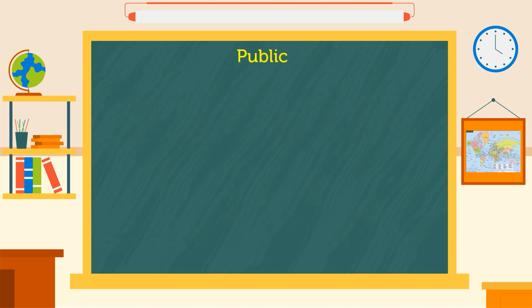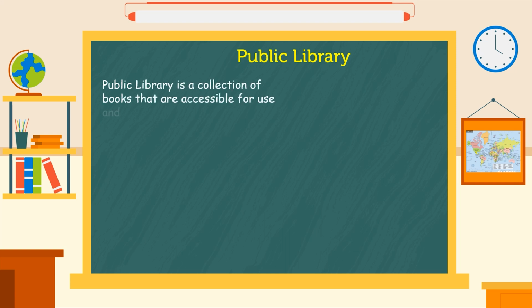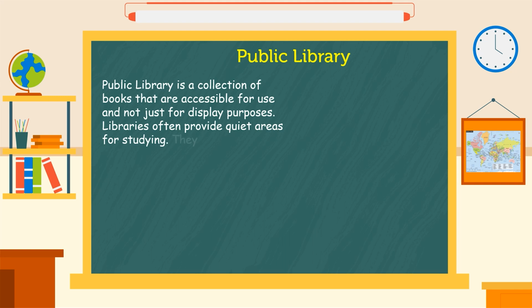Public library. A public library is a collection of books that are accessible for use and not just for display purposes. Libraries often provide quiet areas for studying. They are set up in many places for the benefit of people.